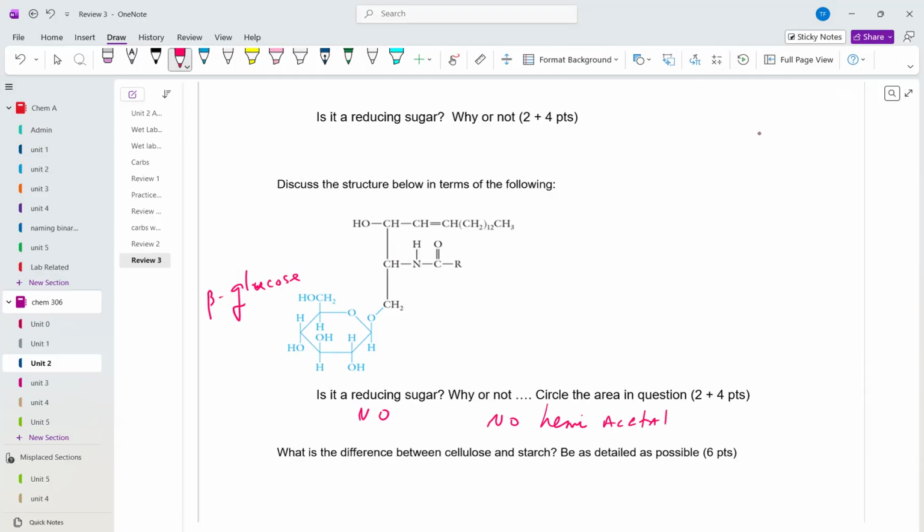Okay, circle the area in question. That area. So we have OCO, H, no OH. Hence that is an acetal.